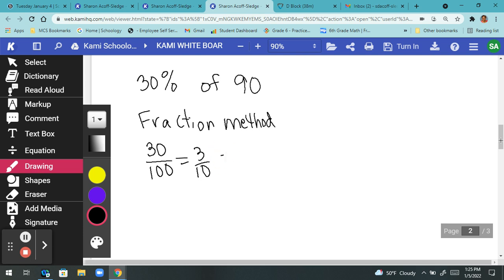Okay, and then I'm going to multiply this by 90 over 1. And then 90 divided by 10 is 9. 3 times 9 is 27. That's simplify before you multiply.